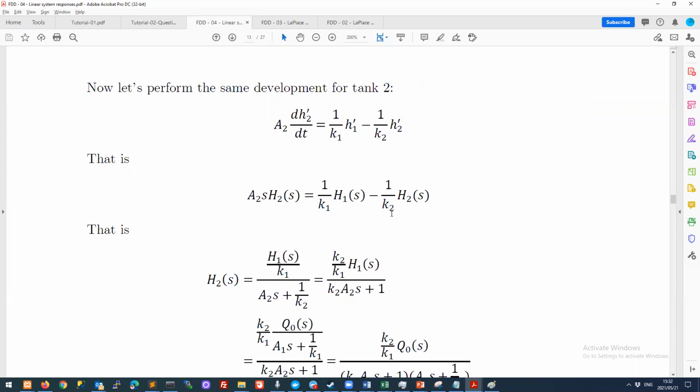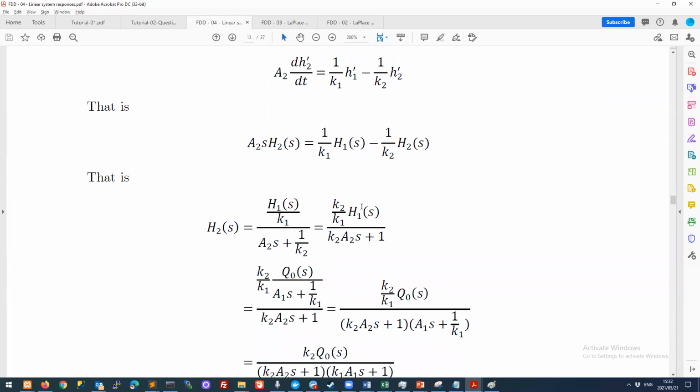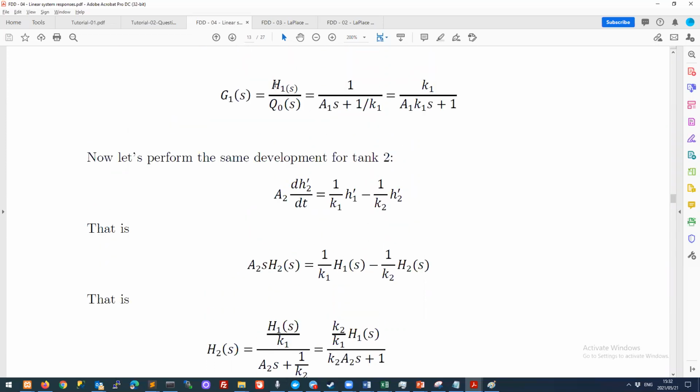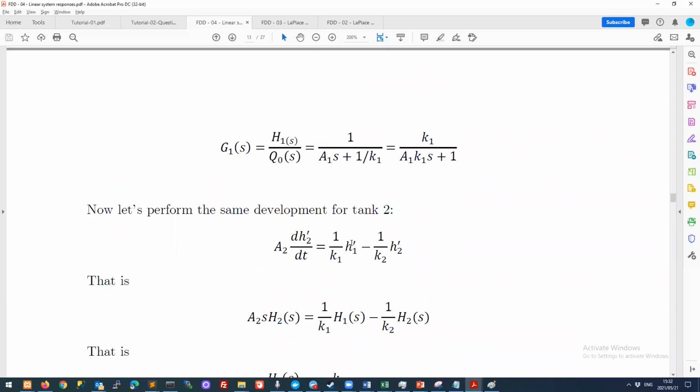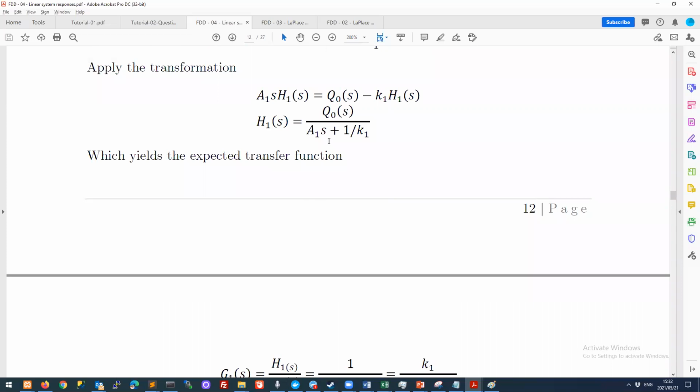Converted it to Laplace, and now we are substituting for h1. So for h1, we've got this form of equation. So this is how we are going to get q naught in.